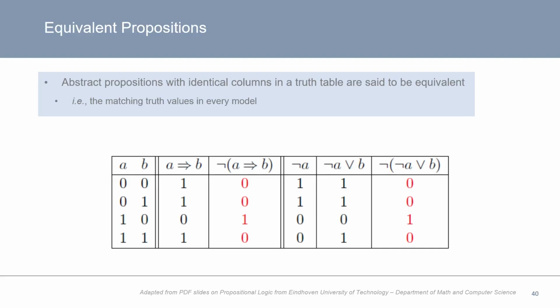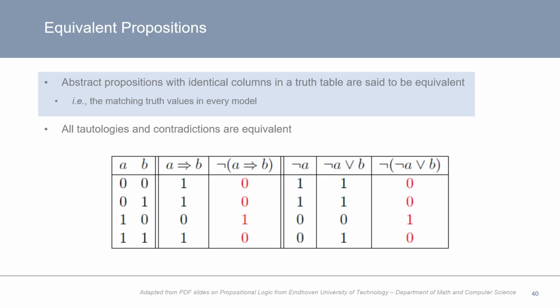Equivalent propositions are abstract propositions with identical columns in a truth table. Another way of thinking about them is that they have matching truth values across every model or every interpretation. We can see an example of 2 equivalent contingencies in the truth table below, here and here. Specifically, not (if A then B), and not A or B. Note that both of these contingent propositions have the same truth values for every row. This indicates that these propositions are equivalent.